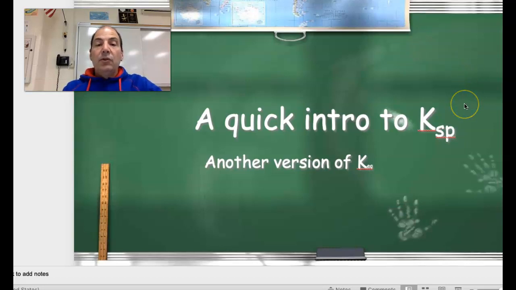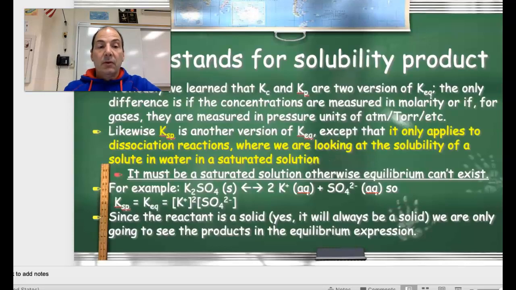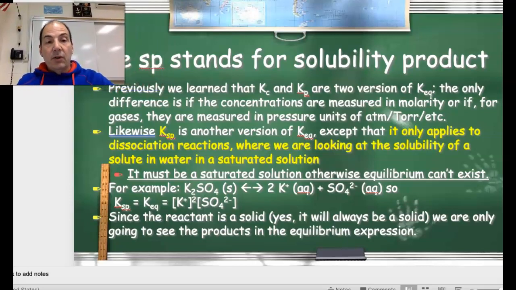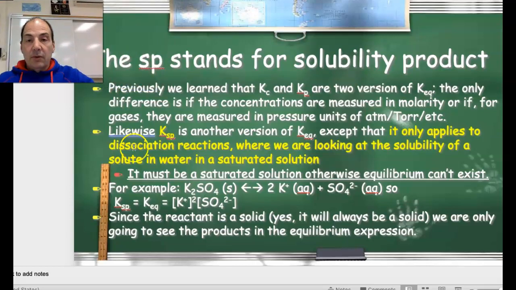We're going to get into KSP today. It's really KEQ still. It's just limited to one specific type of reaction. Okay, we'll get into that now. All right, so the SP stands for solubility product. So we're talking about solubility. We're just talking about dissolving things.